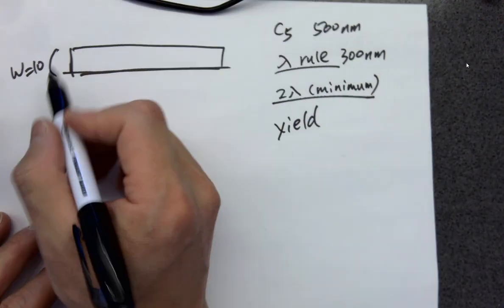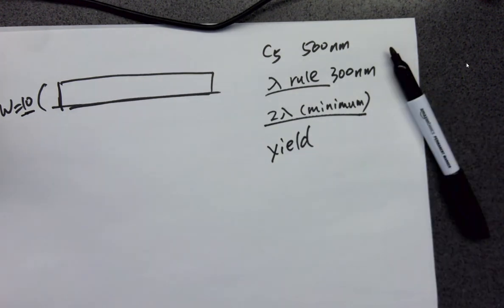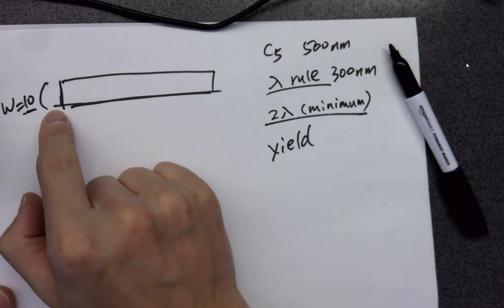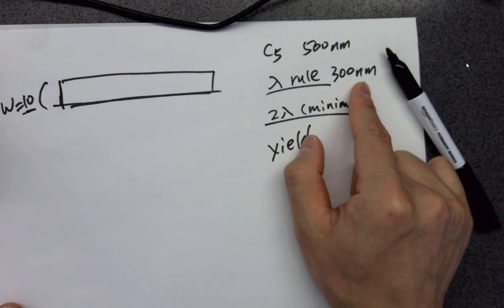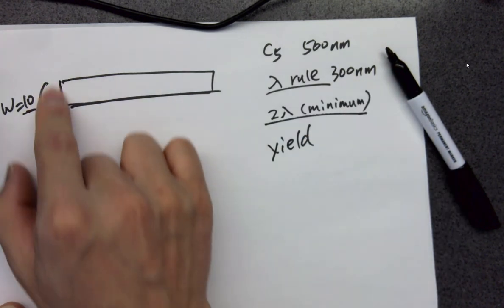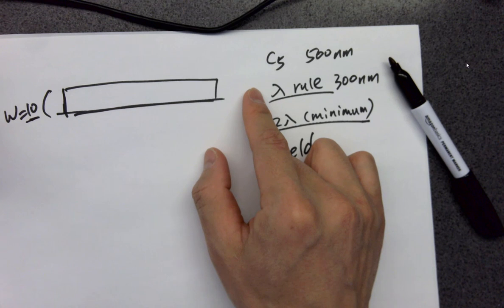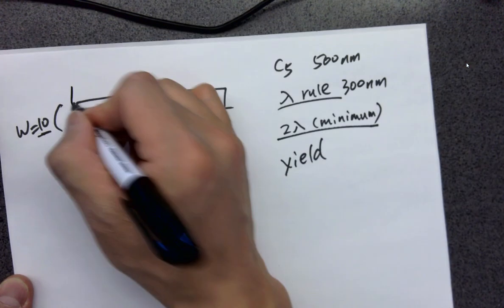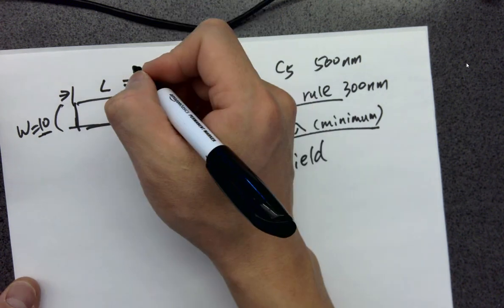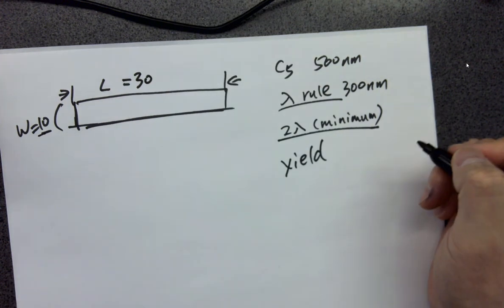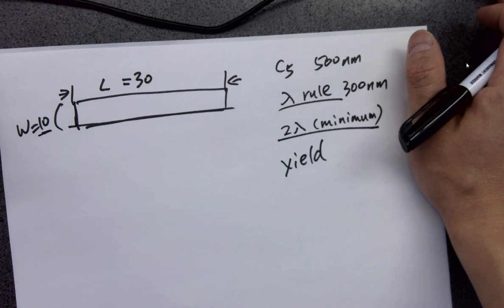But now we need to know that lambda is 300 nanometers in our design. 1 lambda. So for this N well, if I tell you it's 10, that means 10 lambda. So if I tell you it's 10, that means it's going to be 10 times 300 nanometers. So that would be 3 micron. But we don't have to worry about that since we're only calculating the number of squares of this N well resistor. So L here equals what? 30 lambda. What is the resistance of this N well?